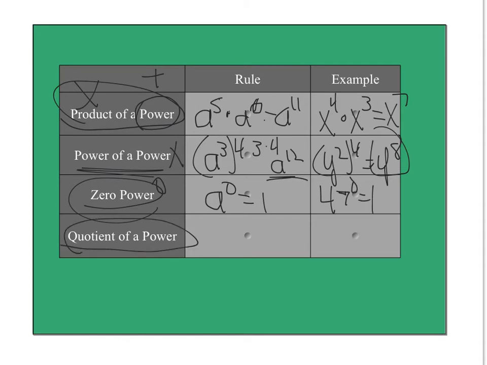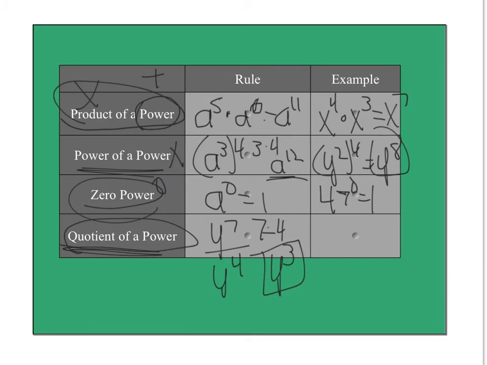Quotient of a power is where I divide. So I have y to the 7th over y to the 4th. So I'm going to subtract 7 minus 4, so that's y to the 3rd. If you're going to take a quotient, basically if you're going to divide, you have to subtract exponents.